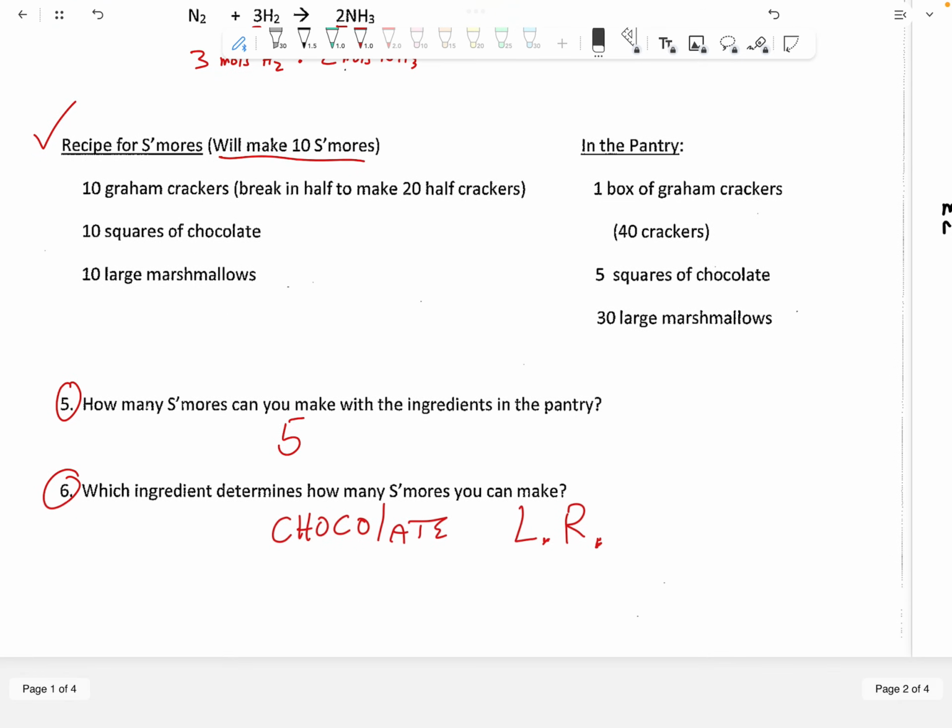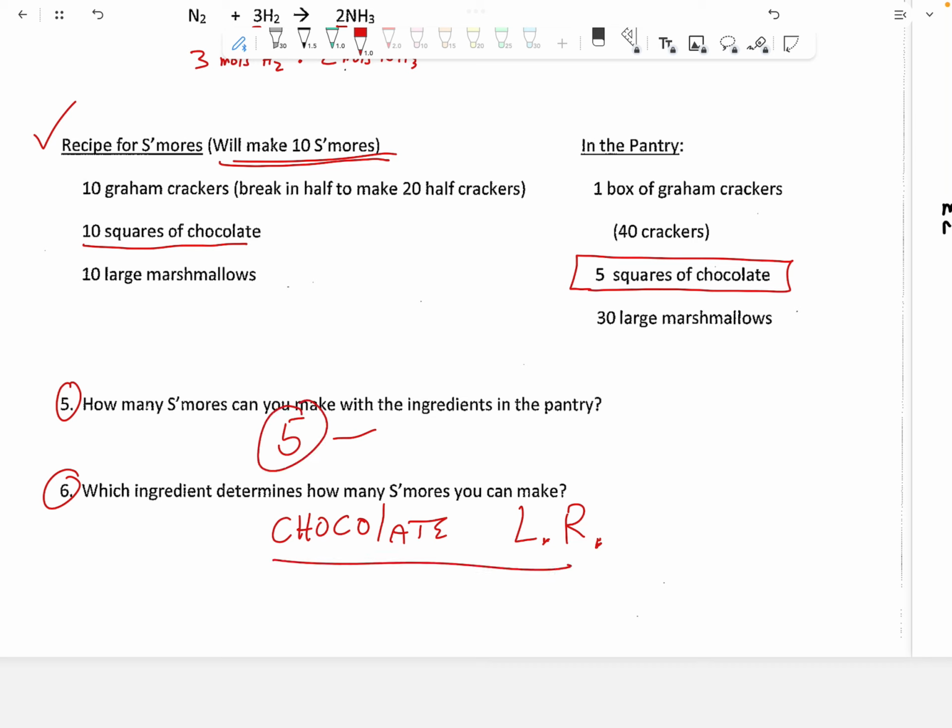Down here, we're talking about limiting reactants. Recipe for s'mores, making 10 s'mores: 10 graham crackers, 10 squares of chocolate, 10 large marshmallows. In your pantry, you would have 1 box of graham crackers, 5 squares of chocolate, and 30 large marshmallows. How many s'mores can you make with the ingredients in the pantry? Well, that would be 5. That's because there are 5 squares of chocolate and 1 square of chocolate for every s'more. See, 10 squares of chocolate here will make 10 s'mores. So 5 squares of chocolate will make 5 s'mores. And the chocolate is the limiting reactant in that situation.